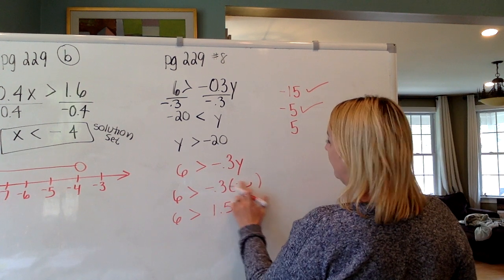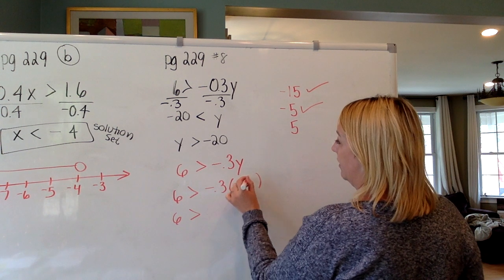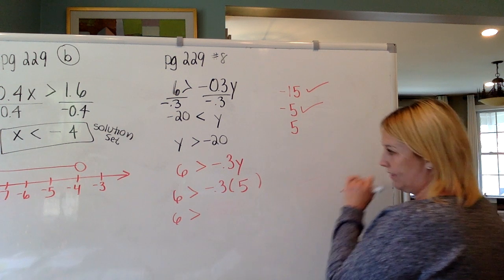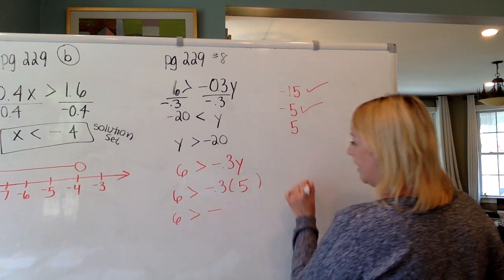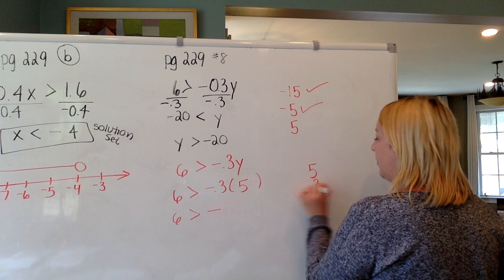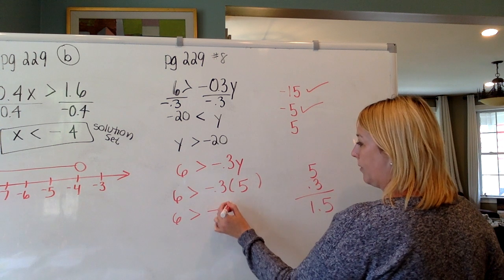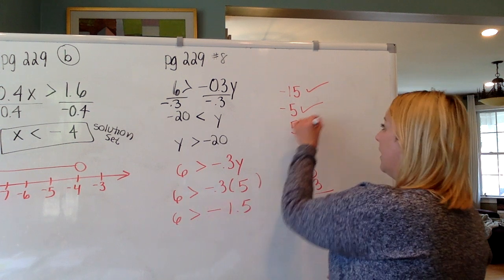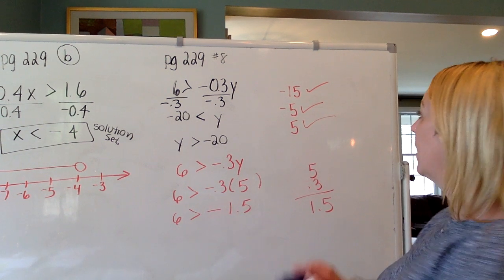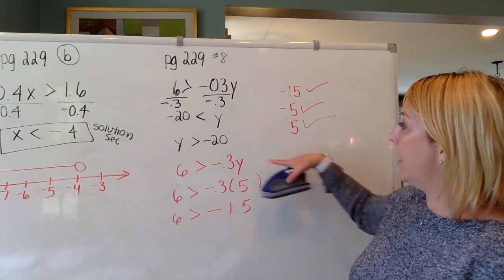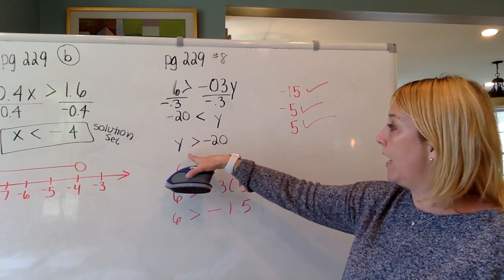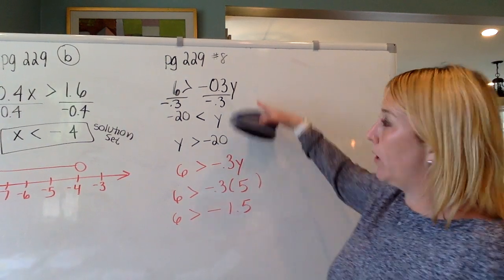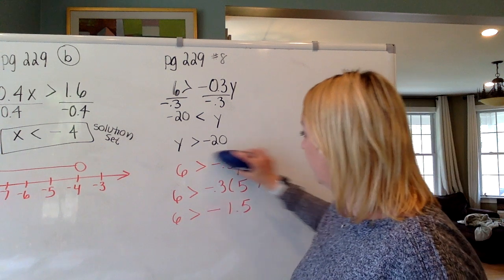And then lastly, let's substitute 5 in here. So negative times a positive is a negative, and then 5 times 0.3, we just did that, but I'd like to check my work, is negative 1.5. And of course, 6 is greater than negative 1.5. So with all 3 of our values that we plugged in for y, because we followed the solution set where it had to be greater than negative 20, all 3 of these worked. When we plugged them into our original inequality to substitute, they all worked.